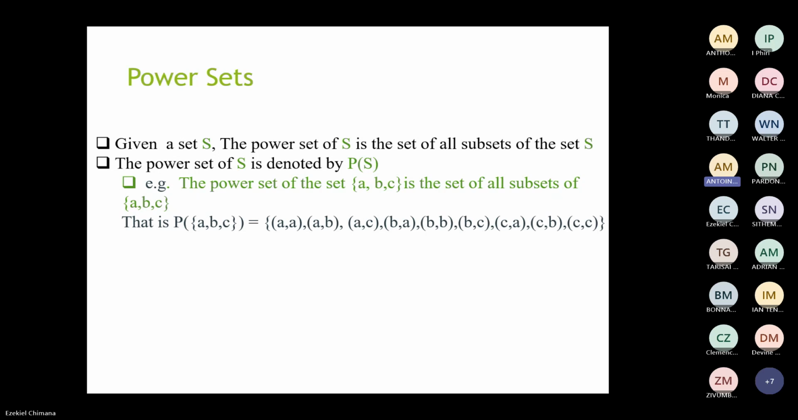Power set. Given a set S, the power set of S is the set of all subsets of the set S. The power set of S is denoted by P(S). For example, the power set of the set {A, B, C} is the set of all subsets of {A, B, C}. The power set of {A, B, C} is equal to {∅, {A}, {B}, {C}, {A, B}, {A, C}, {B, C}, {A, B, C}}.